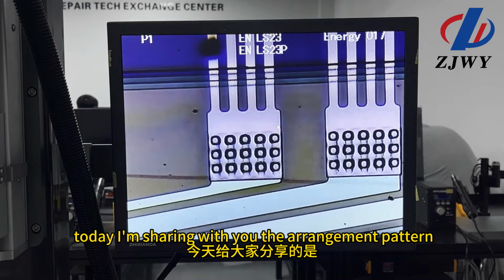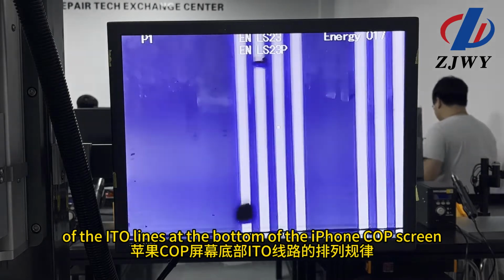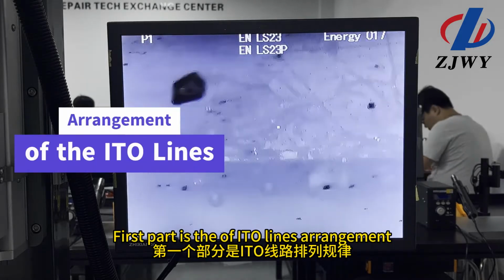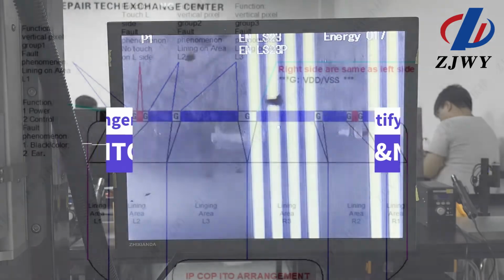Today I'm sharing with you the arrangement pattern of the ITO lines at the bottom of the iPhone screen. This video will be divided into two parts. First part is the ITO line arrangement. Second part is identify the cracks in normal lines.